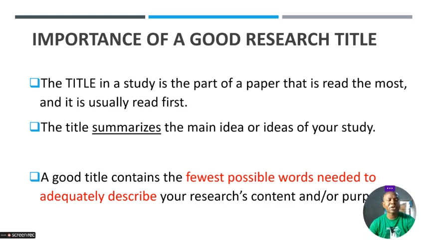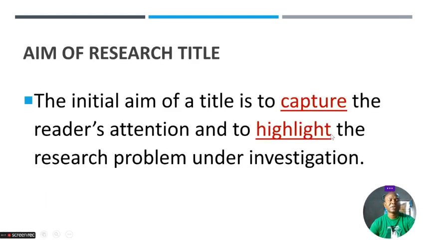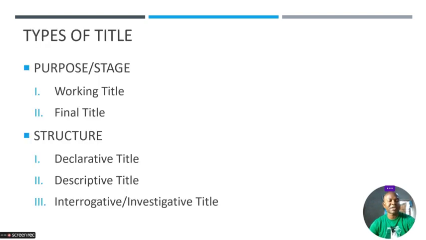Now, for a research to be considered as having a good research title, it must contain the fewest possible words needed to adequately describe that particular research, its content, or even its purpose. Now, these are the aims of writing a research title. Number one is to capture the reader's attention. When you write a research title, it must be captivating. It must be coined in such a way that it can hold the reader. Number two is to highlight the research problem under investigation. So these are the two aims of writing a research title.